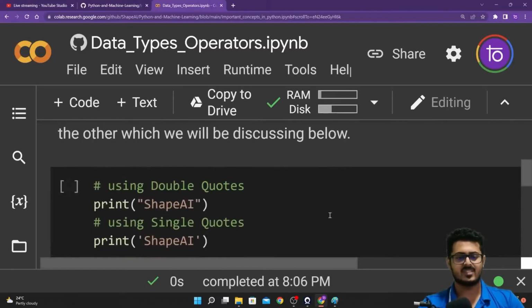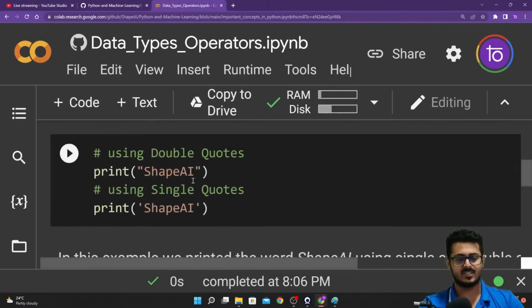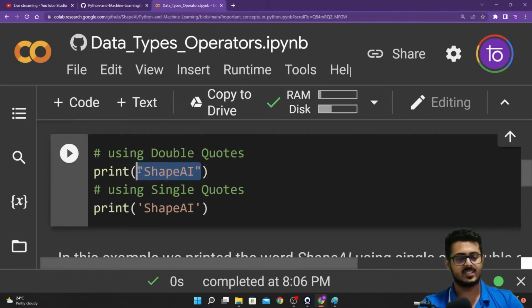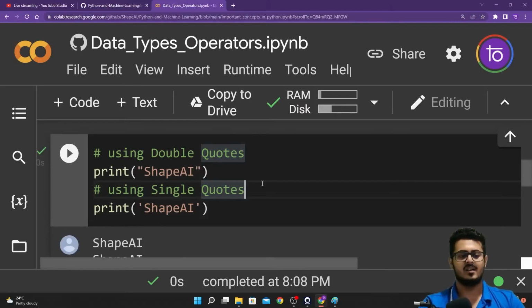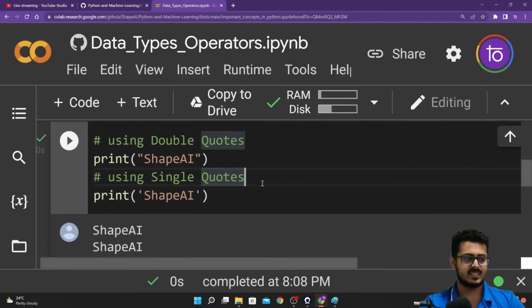So right over here, as you are able to see, we have print shape AI. You can print a text, a string, using both double quotations as well as single quotation marks. You can use both of them, double quotations or single quotations, to create a string. It's as simple as that. You don't have to take up any preference or something like that.